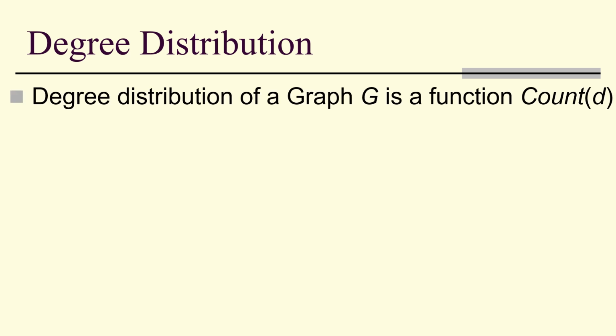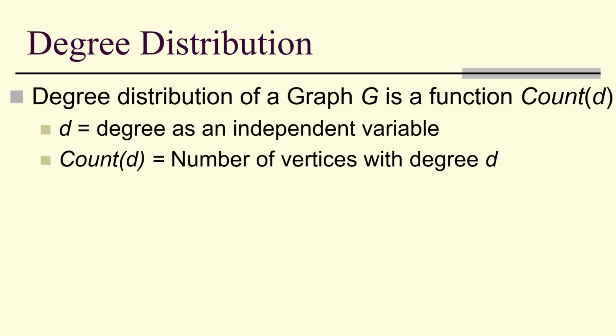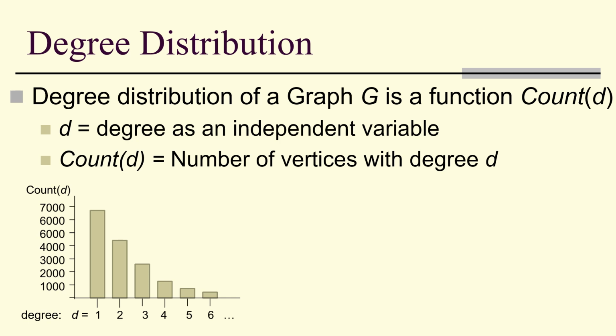So this means the degree distribution of a graph is a function count of d, where d is the degree as an independent variable, and the count is the number of vertices that have that degree. So here we have the degree distribution where we have nearly 7,000 that have degree 1, but only about 1,000 that have degree 5.